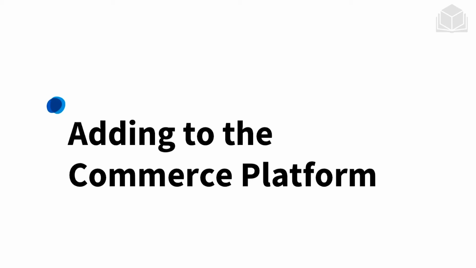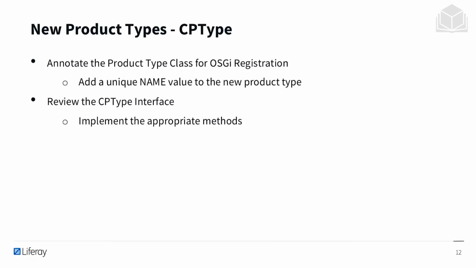In this video, we'll be looking at adding to the commerce platform. In order to make a new product type in Liferay Commerce, we need to implement a new CPType. So that's commerce product type. There are a couple of steps to this.